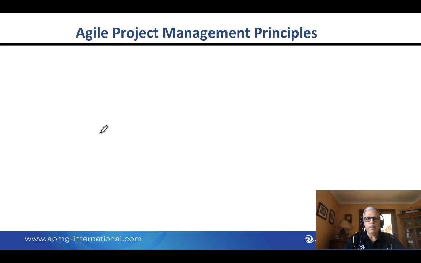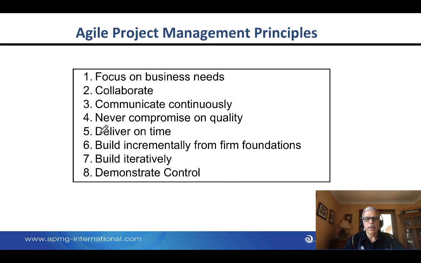Agile project management, as some of you may be aware, has 8 guiding principles. One of the most crucial ones within Agile is deliver on time. So whatever solution we are delivering, we should deliver to time. So how does that work when time is an unknown?